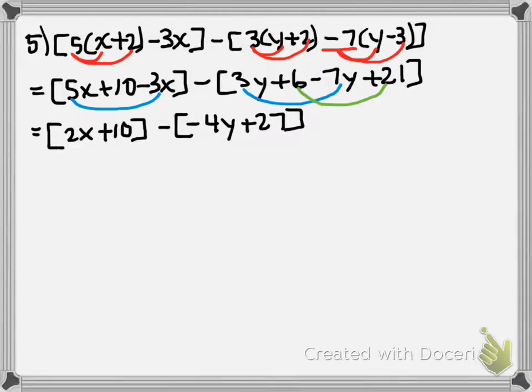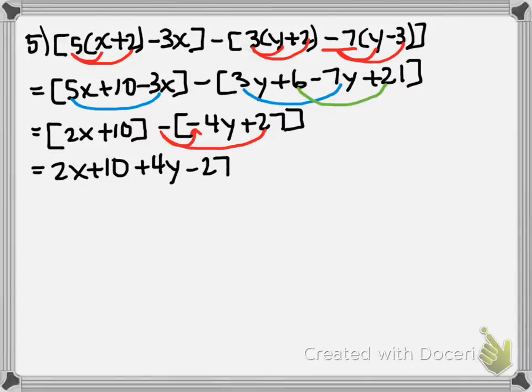Alright, now I'm ready to drop the brackets. Now, look what's in front of the first set of brackets. Nothing. So that means it's positive in front of it, which means the 2x and the 10 are going to stay the same. Where we're going to change is here. We're going to multiply a negative 1 times a negative 4y, which gives me a positive 4y. And then we're going to multiply a negative 1 times a positive 27 to get a negative 27.